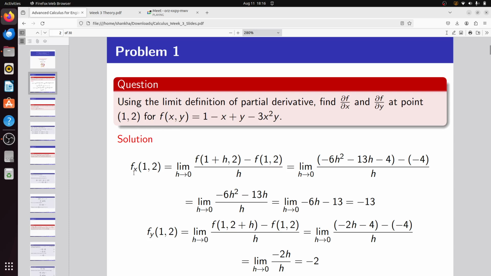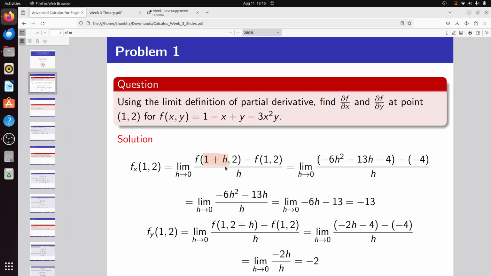So we are taking derivatives with respect to x. We will give an increment in the abscissa, that means in the x part. So limit h tends to 0, in the numerator we will write f of (1 plus h, 2) minus f of (1, 2). Since the partial derivative is with respect to x, we have given the increment with respect to x only, because for partial derivatives, when you take the derivative with respect to one variable, you keep the other variables constant, right?